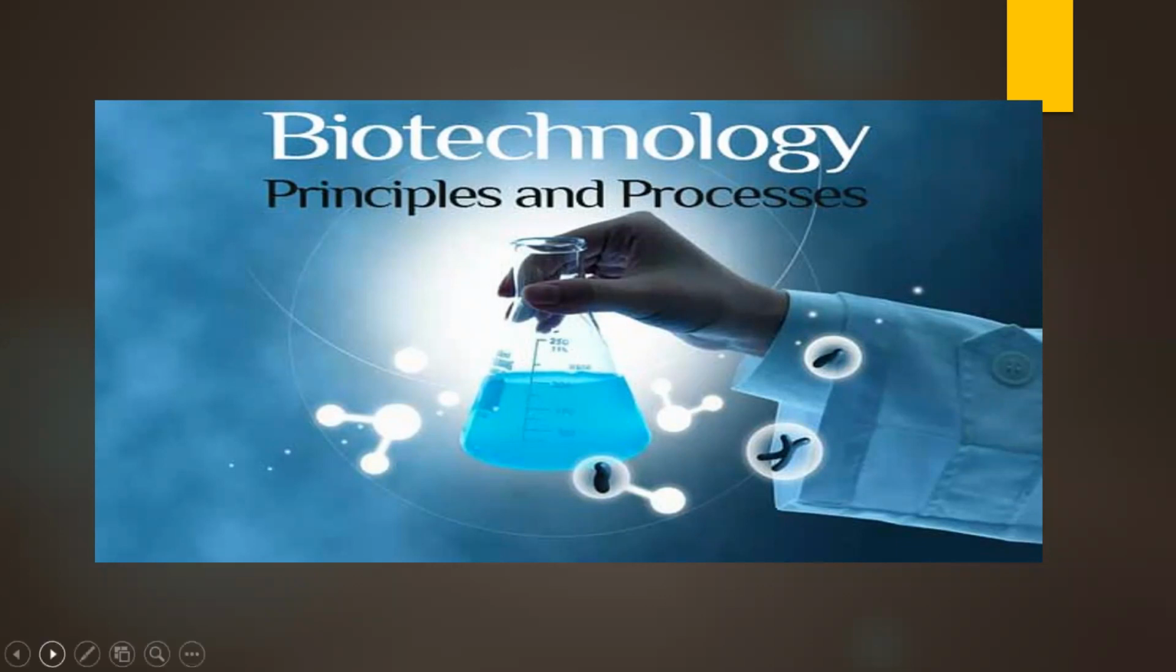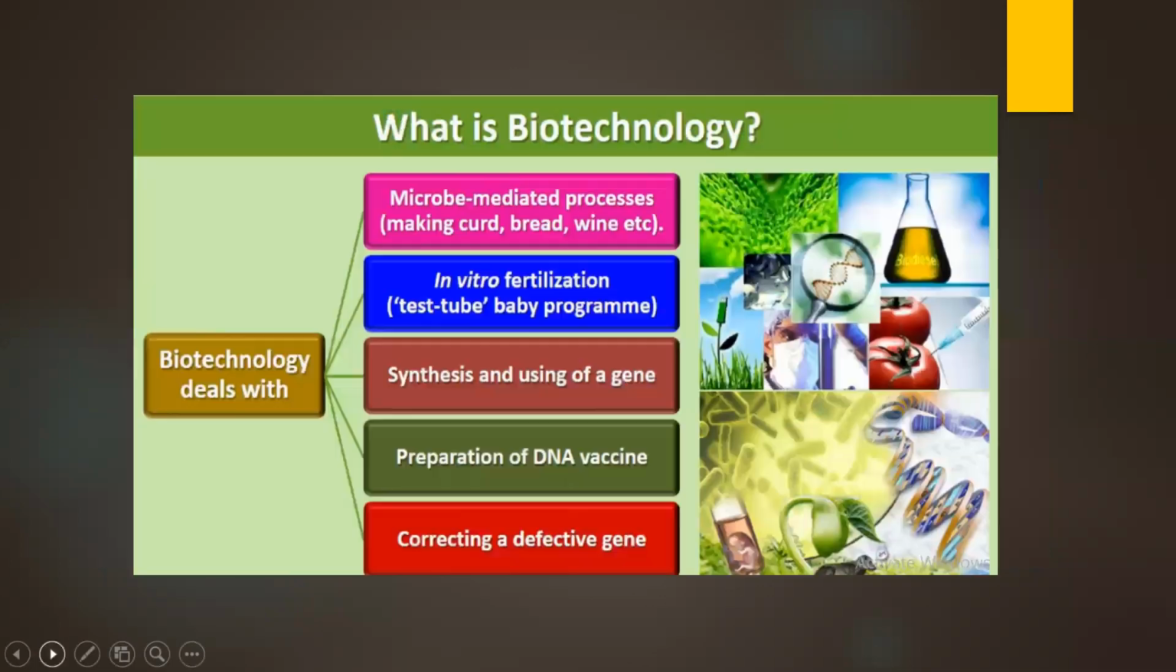Today I'll be dealing with chapter 11, Biotechnology: Principles and Processes. So let's understand what is biotechnology. How do you define biotechnology? If I break it into two terms, it's bio and technology. So technology used in biological processes, that is biotechnology. Biotechnology deals with techniques of using live organisms or enzymes from organisms to produce products and processes useful for humans.